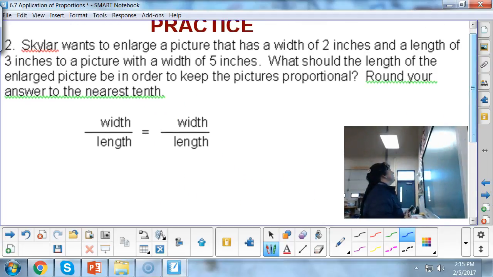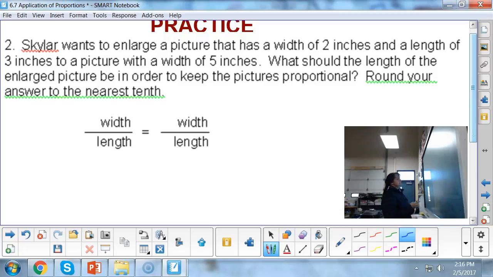Okay, Skylar wants to enlarge a picture that has a width of 2 inches and a length of 3 inches to a picture with a width of 5 inches. What should the length of the enlarged picture be in order to keep the pictures proportional? Round your answer to the nearest tenth. So this is set up for us, and they tell us width over length is equal to width over length. We want the proportion to be the same in both pictures. And I think you guys have probably seen this if you've taken a picture and pasted it into Pages or something, and you stretch it in one direction without stretching in the other direction. It looks really funny because it doesn't keep that proportion.